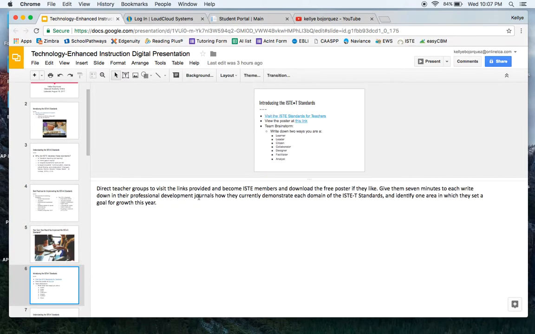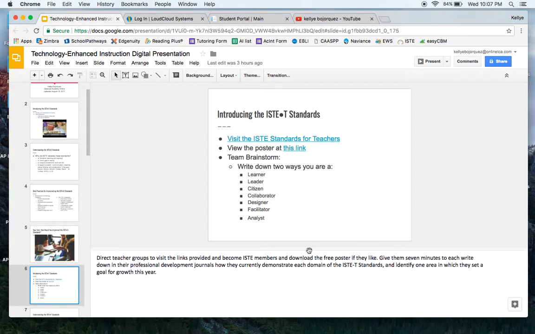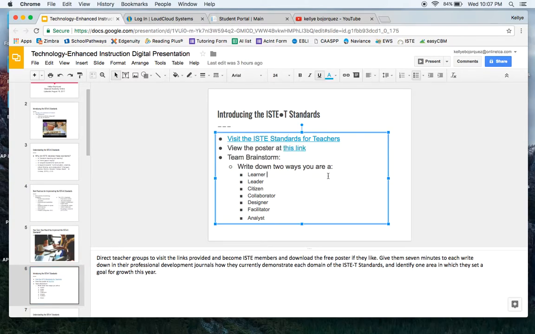And next, I would want to introduce the ISTE standards, especially for those teachers who are unfamiliar. We would visit these standards at this link and then, of course, view the poster, which is really cool. And I would give teacher teams 7 minutes to look those over. And of course, if they wanted to become members of ISTE, they could get that awesome poster at that link.